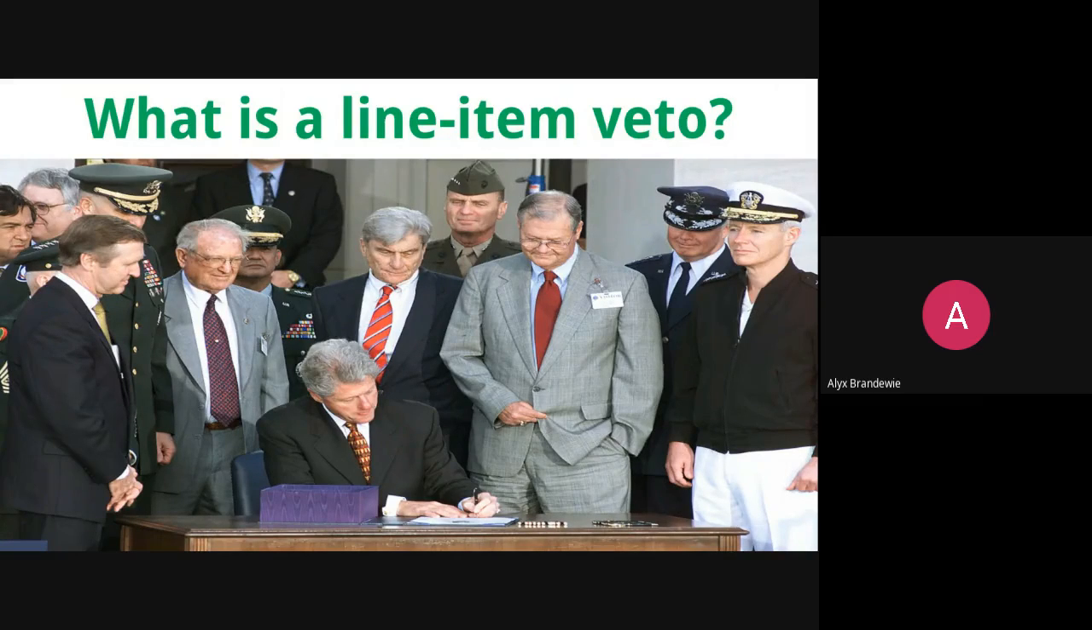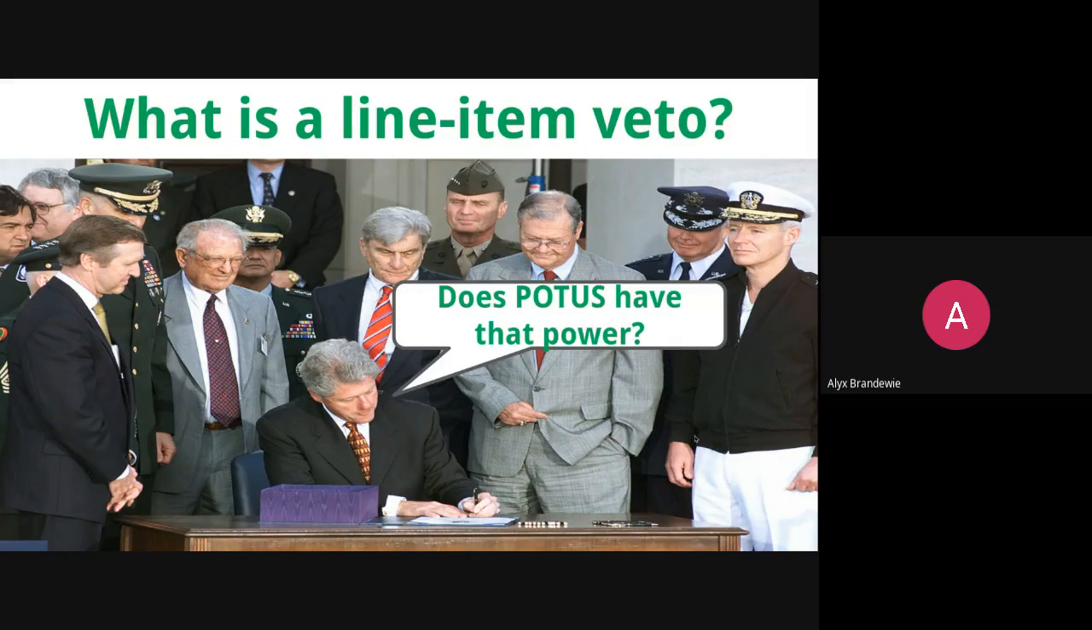The reason that we bring up line item vetoes is because it is a power that is held by state governors. They can veto a small section or just one portion of a bill without vetoing the whole thing. The president does not have the power of line item veto. He either vetoes the whole thing or he doesn't veto any part of it. Again, the president does not have that power.